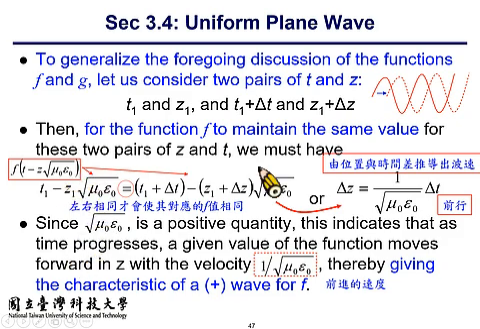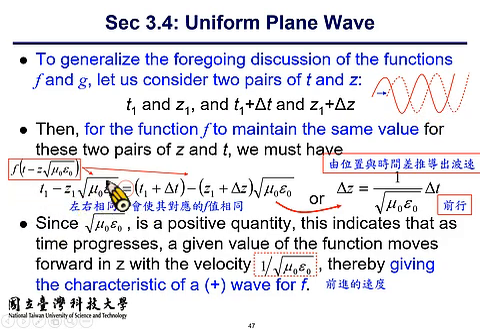So as you can see here, if the parameter in the function is the same, then the function value should remain the same, which means that the waveform should remain the same shape. The only difference is its position is shifted to either positive z or negative z direction. So to satisfy this requirement, the parameter should be the same.